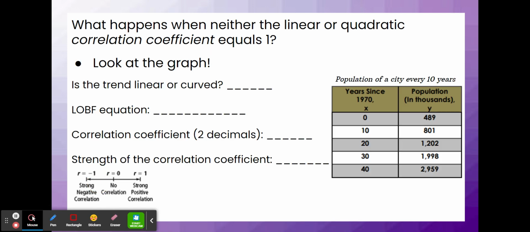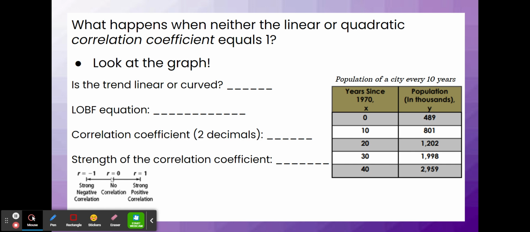Okay. What happens when neither the linear or quadratic correlation coefficient equals 1? Look at the graph. Is the trend line curved or is it linear? What is the equation? What's the correlation coefficient to the nearest hundredths? And what's the strength of the correlation coefficient?